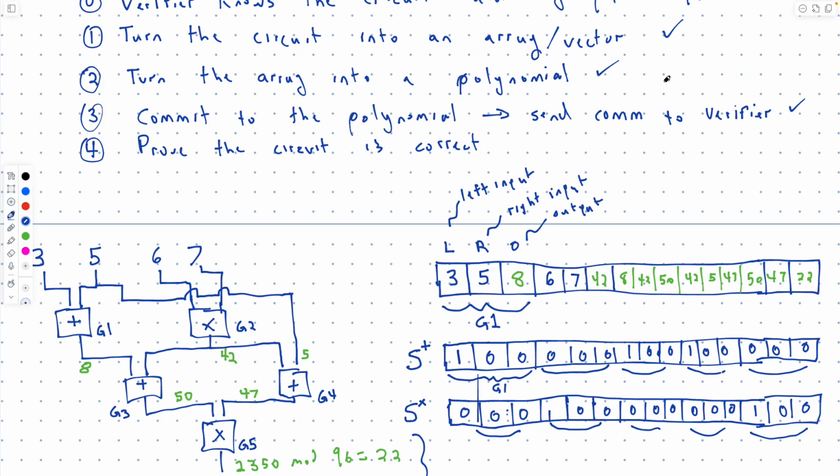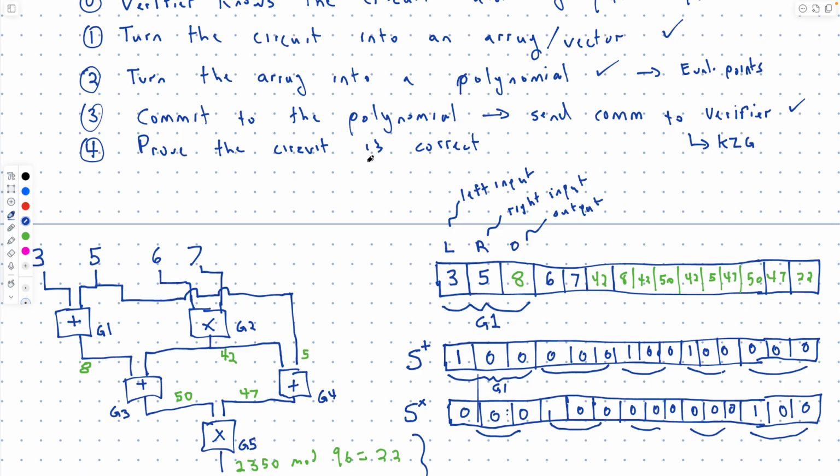You turn the array into a polynomial. Here, we're going to use evaluation points. We commit to the polynomial and send the commitment to the verifier. Here, we're going to use KZG, but you don't have to. There are other polynomial commitments. The main alternative to KZG would be if you care about quantum computing. If quantum computers are a big threat and you want something post-quantum, you'd use something else, probably called deep fry, but there are other ones as well.